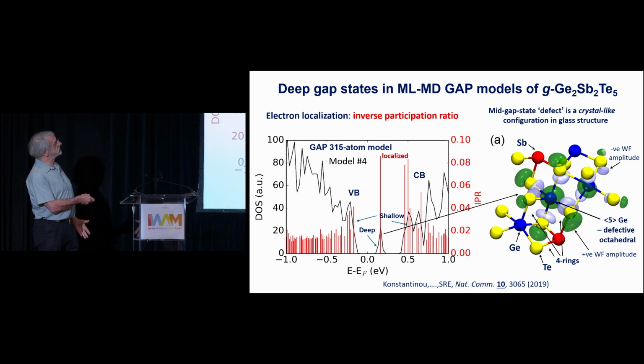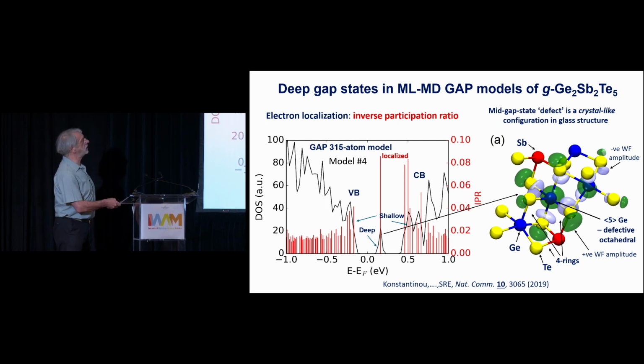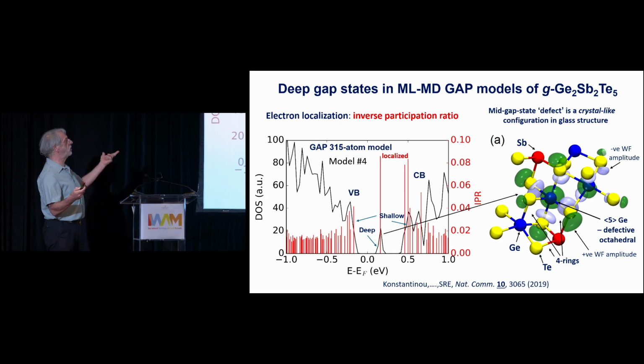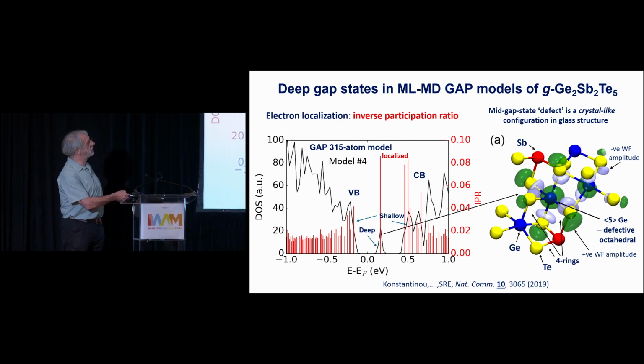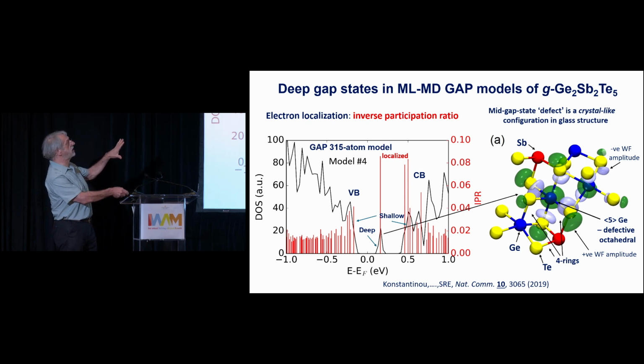This is due to disorder. So what does this deep gap state look like? It looks like this, actually. It's rather complicated. It's not a simple defect at all, as you have in silicon, say, where you just have an under-coordinated or over-coordinated atom. This is very complicated. The wave function, which is in green here, you can see spreads all over, and it's centered on a germanium which is 5-coordinate, and there's another one here, actually, which is even 6-coordinate. This crystal-like little bit of glass seems to be the host for this deep state. So that's the deep gap state, which is localized.